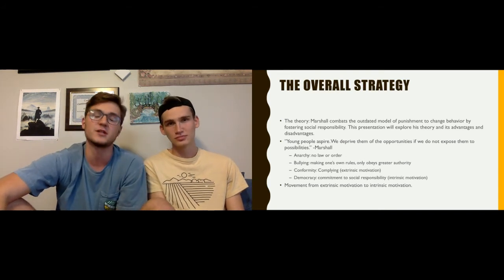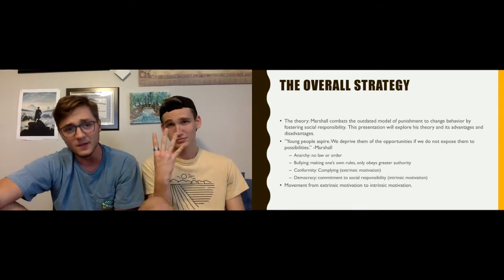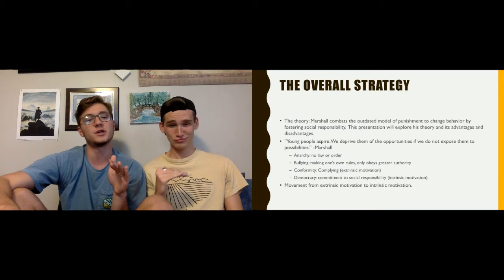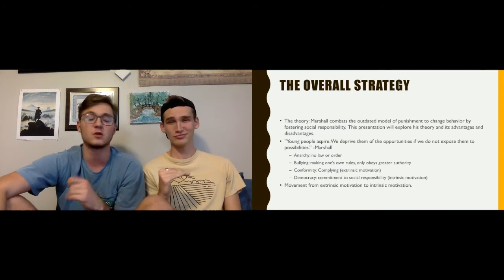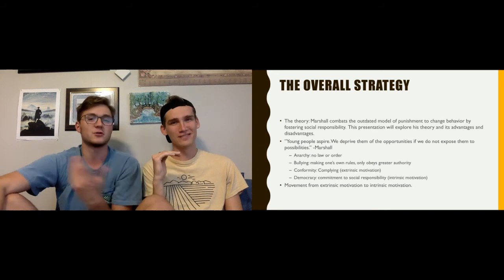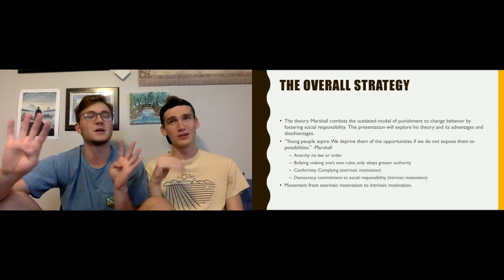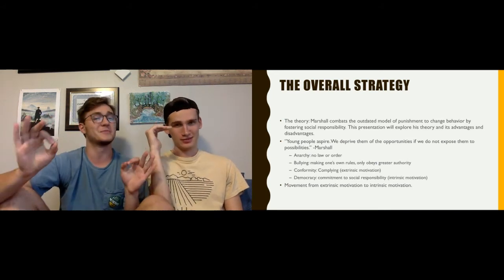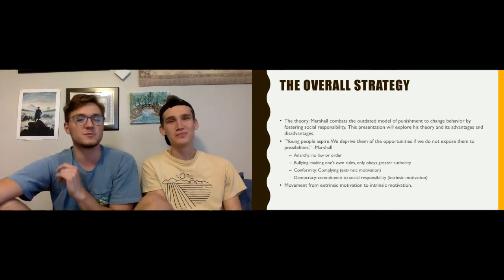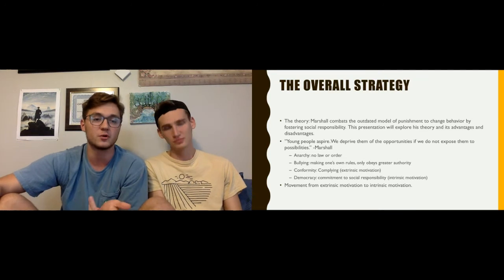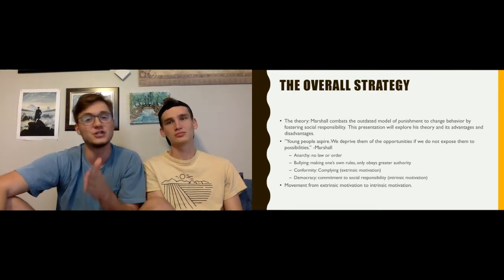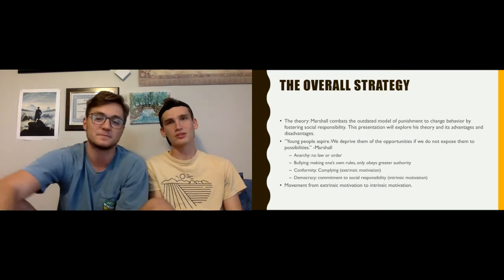Marshall rated student behavior in 4 levels. The lowest was anarchy, no law or order. Number 2, bullying, in which students made their own rules and only obeyed greater authority. 3, conformity, complying, traditional extrinsic motivation. And number 4, democracy, in which students exhibited commitment to social responsibility, or in other words, had intrinsic motivation. So his theory focused on the movement from extrinsic motivation to intrinsic motivation. That's the overall goal.